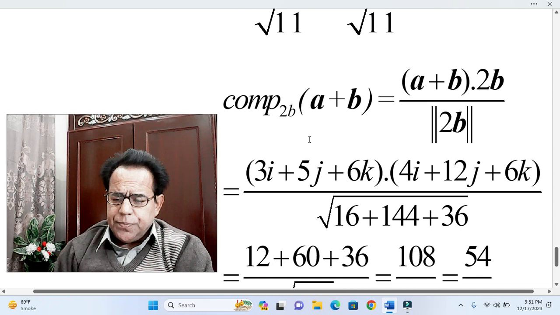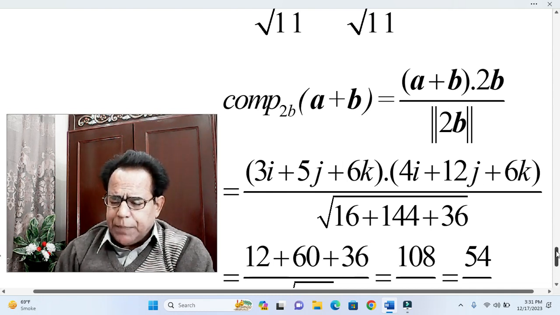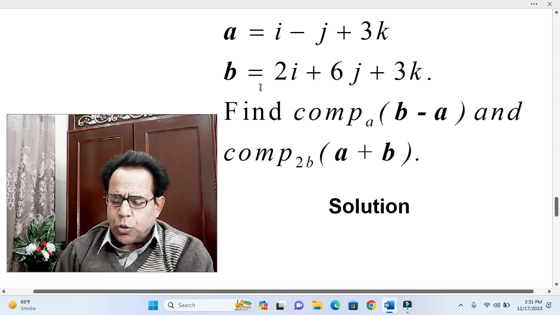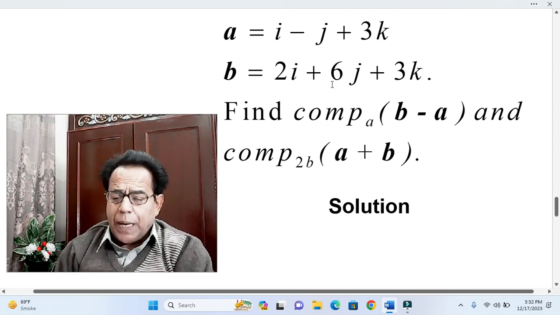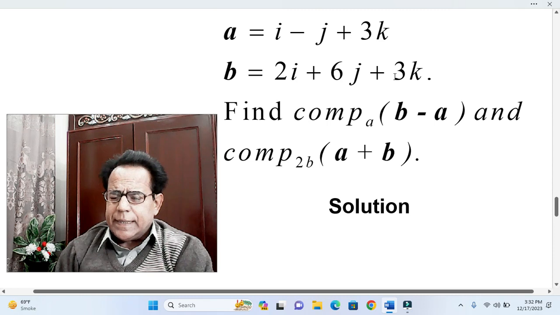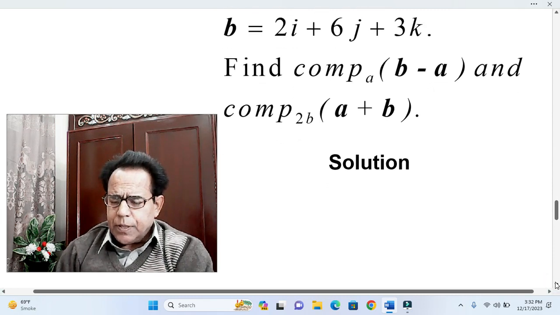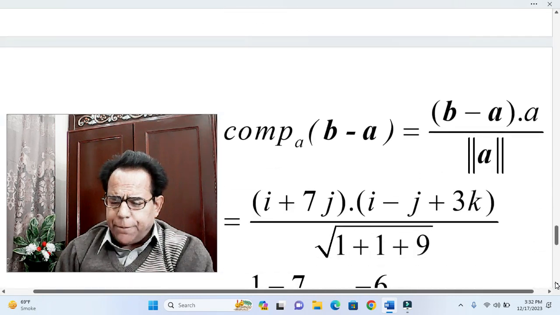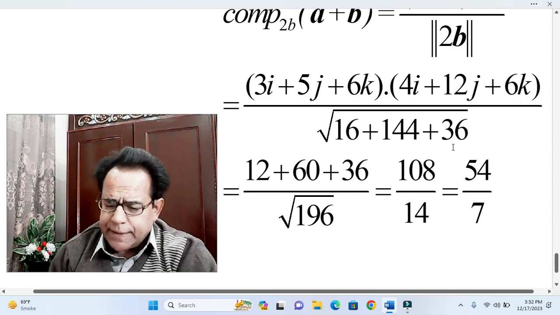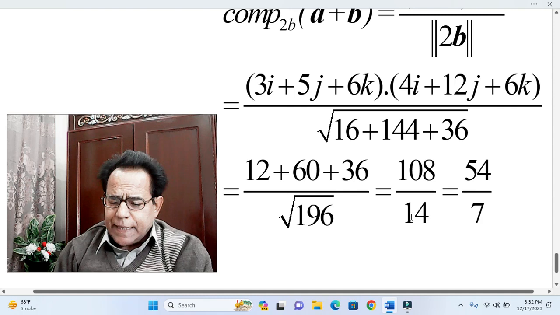This is A plus B, this is 2B. B multiplied by 2 becomes this, divided by 2B magnitude. 2B magnitude means 4 plus 12 plus 6. 4 square 16, 12 square 144, and 6 square 36. 16 plus 144 plus 36 becomes equal to 196, and this is square of 14.